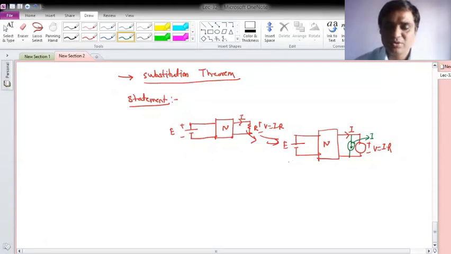So the conclusion is that any passive element in the network can be replaced by an ideal voltage source or ideal current source, provided the voltage and current in the element and source are the same. To illustrate this, let me take one example.